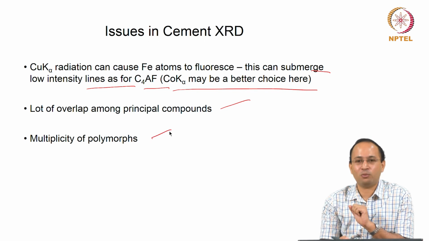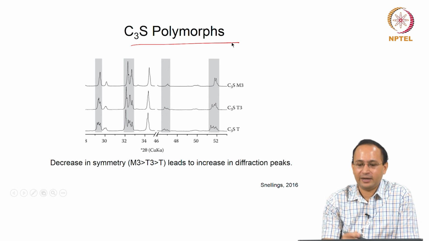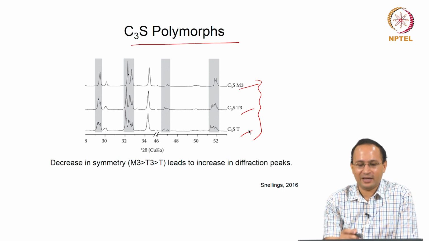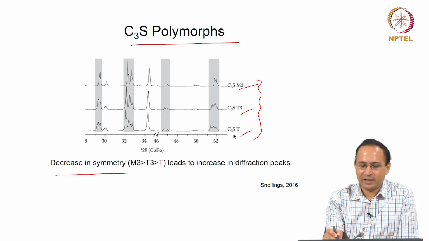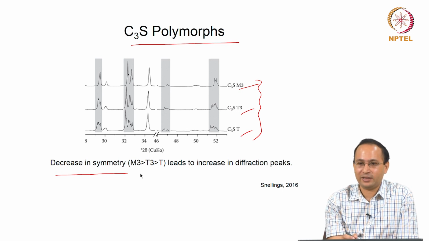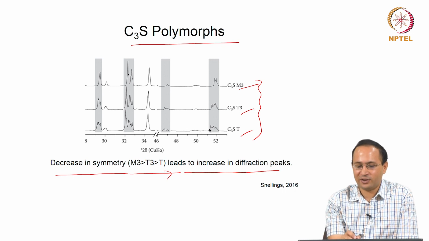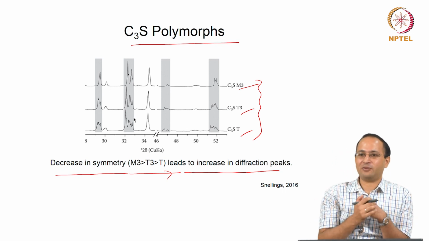Also you have a multiplicity of polymorphs. What do we mean by that? C3S, for example, has three: monoclinic M3, T3, T, depending on the temperature, you have these polymorphs, and through XRD you can detect that. See the X-ray diffraction pattern, what are the changes? A decrease in the symmetry, usually T means triclinic, M is monoclinic, you are decreasing in this direction, and the decrease in the symmetry leads to an increase in diffraction peaks. So, if you look at the triclinic one, you see more peaks compared to the monoclinic one.